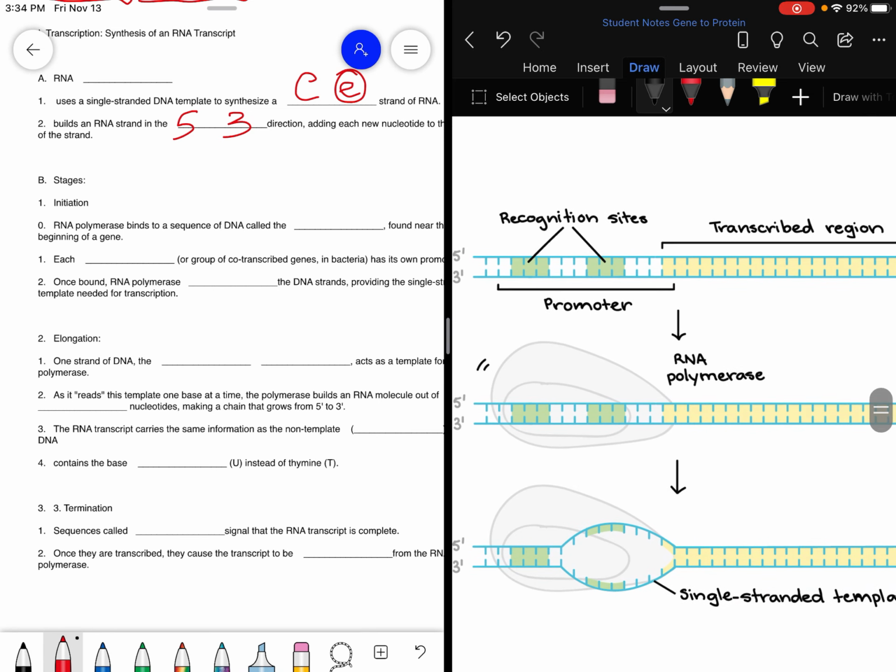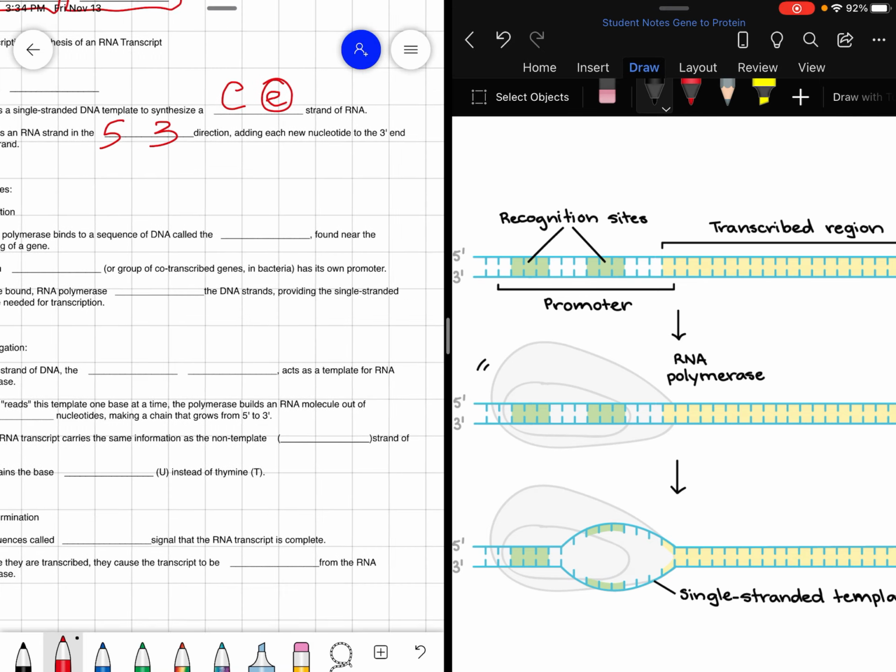How does this work? So let's talk about the steps of transcription. The first step is called initiation. In initiation, RNA polymerase will bind to a sequence of DNA called the promoter, and it is found near the beginning of a gene.